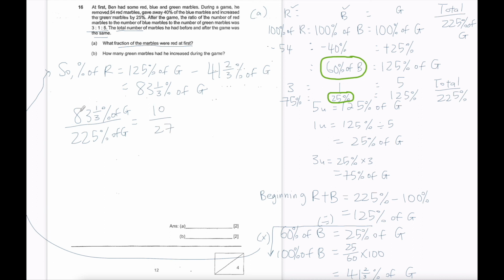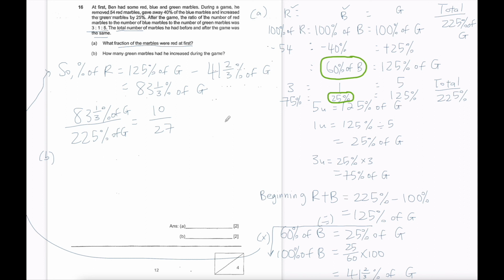Okay, I know it looks very complicated here. Like you have a fraction and another fraction, but just type into your calculator and you'll get this answer. And you'll get that 2 marks. Okay, so let's do part B. How many green marbles had he increased during the game?